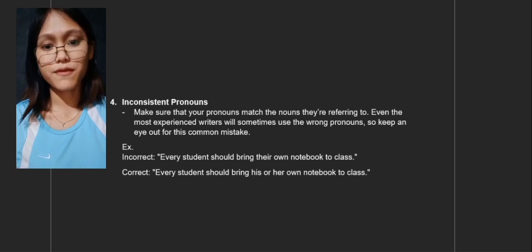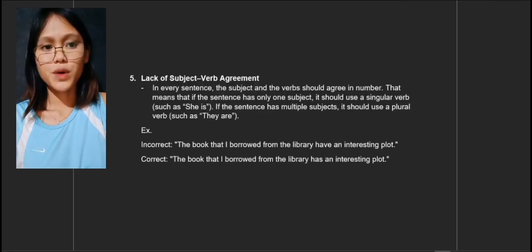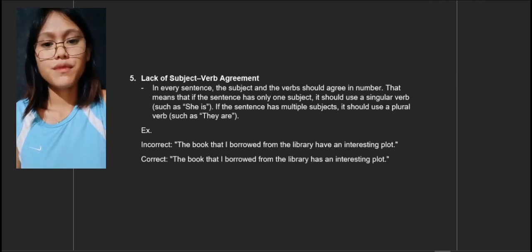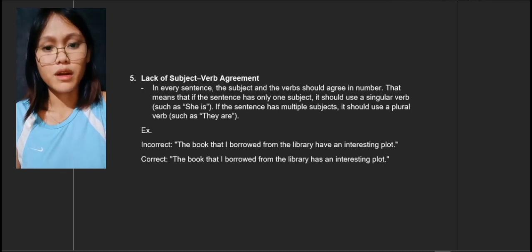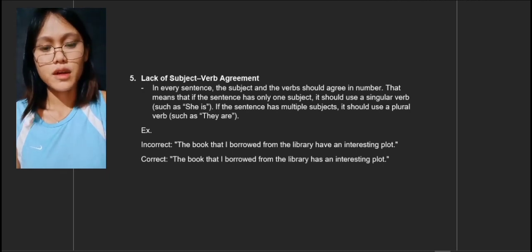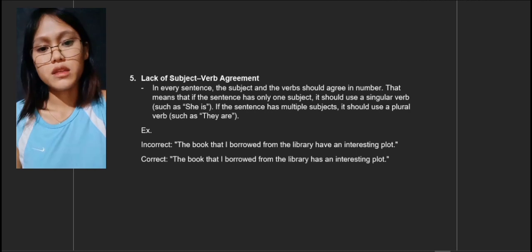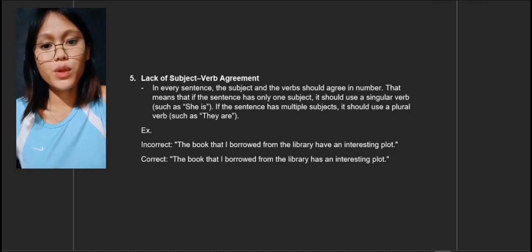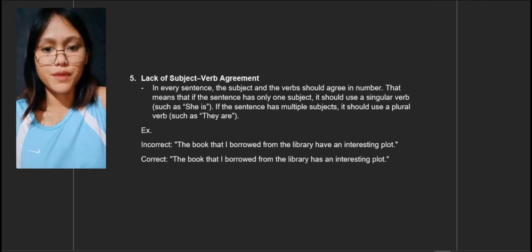You should specify it. The fifth one is the lack of subject-verb agreement. In every sentence, the subject and the verb should agree in number. That means that if the sentence has only one subject, you will use a singular verb. And on the other hand, if it has multiple subjects, you will use a plural verb.